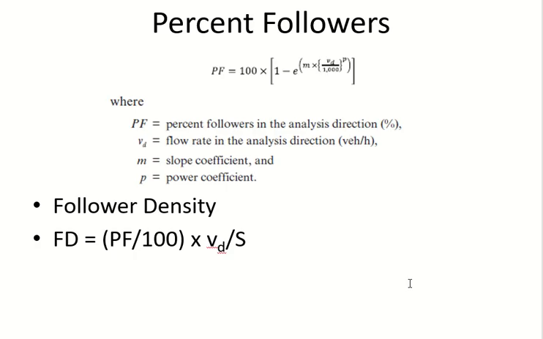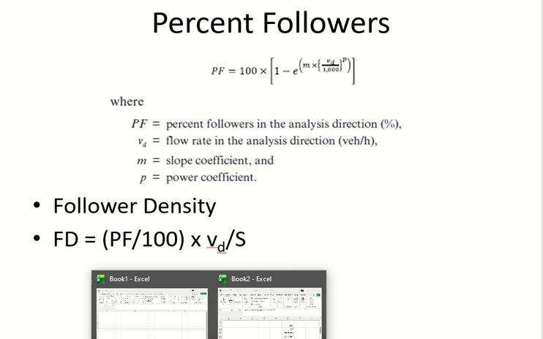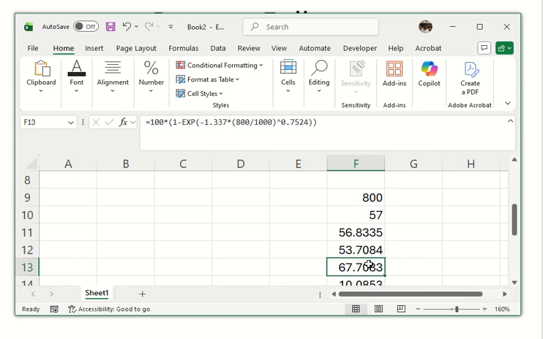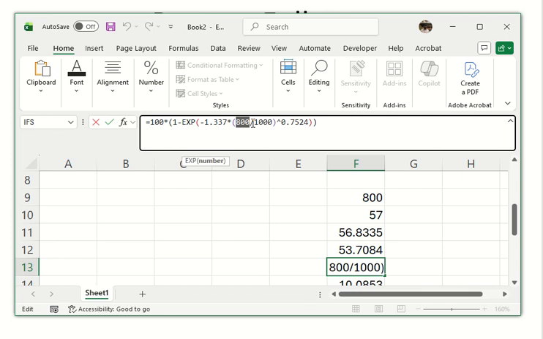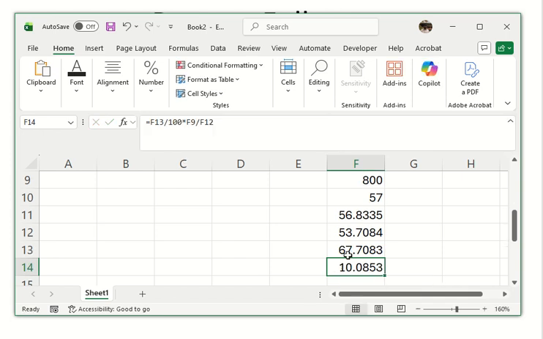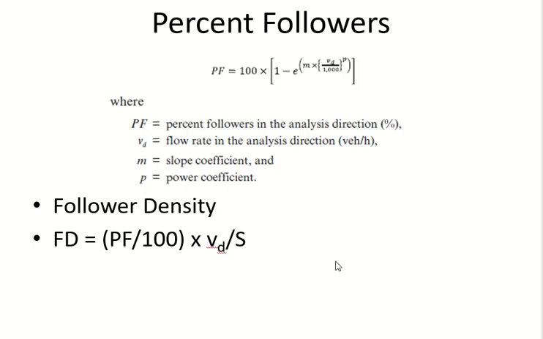So now in this equation, I will use the new M and P's. This is what I have done here. You can see the equation over here. 100 is constant, this is the new M, this is the new P, and 800 is my flow rate. 1000 from the equation. And this is my percent followers.